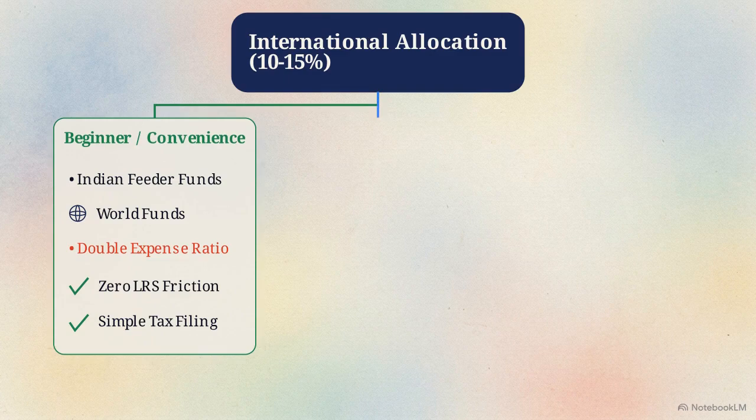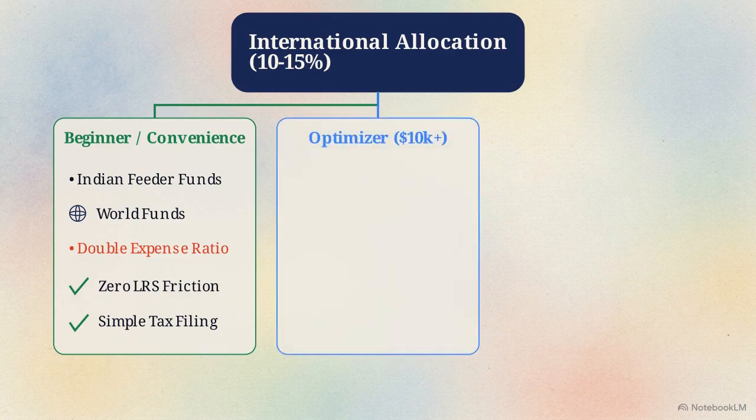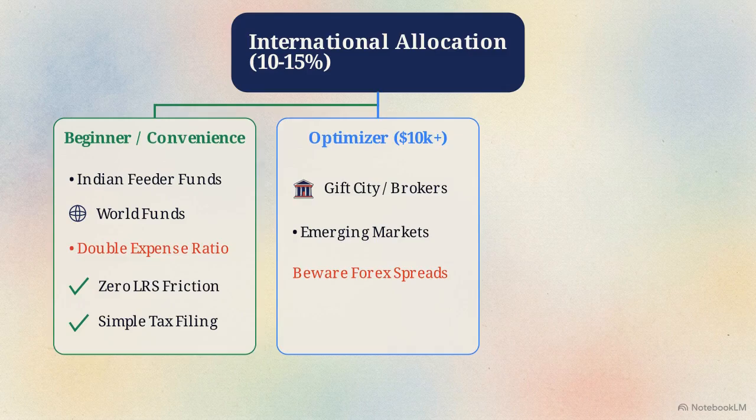If you are an optimizer with $10,000 or more ready to deploy, follow the second path. Utilize Gift City funds or a direct brokerage account to aggressively target emerging markets and avoid inflated U.S. tech valuations. To make this route mathematically viable, you must negotiate the forex spread with your bank manager. Every fraction of a percent you save on the transfer rate is immediate retained capital.